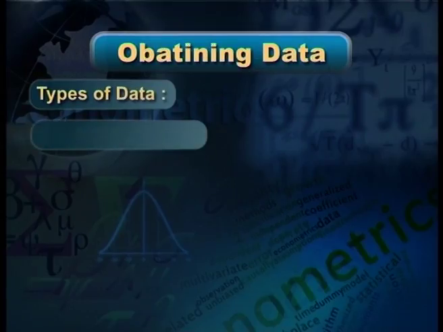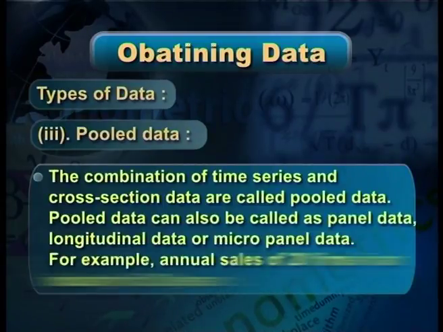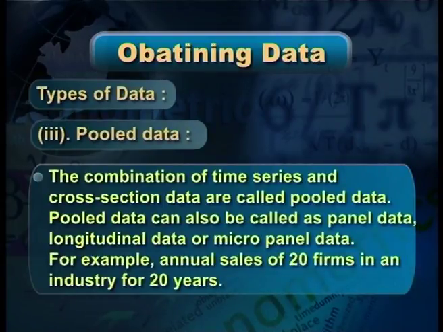Then the next type of data is pooled data, that is the combination of time series and cross section data. Pooled data can also be called panel data, longitudinal data or micro panel data. For example, annual sales of 20 firms in an industry for 20 years.